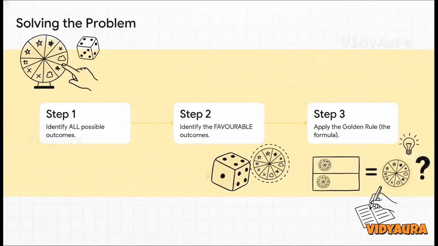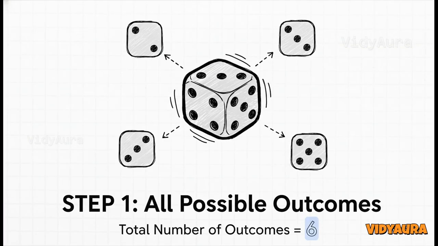We're going to use a super simple 3-step method for this. First, we list out everything that could possibly happen. Second, we'll pick out the things we want to happen based on the question. And third, we just plug those 2 numbers into our golden rule. Easy. Let's go.